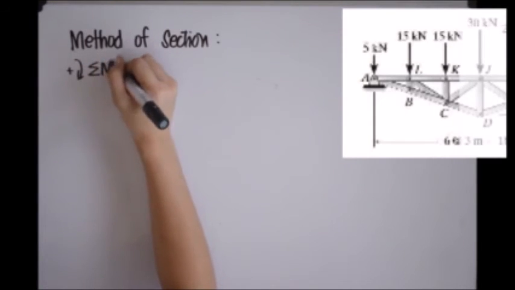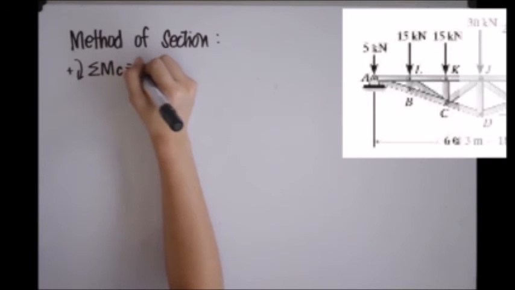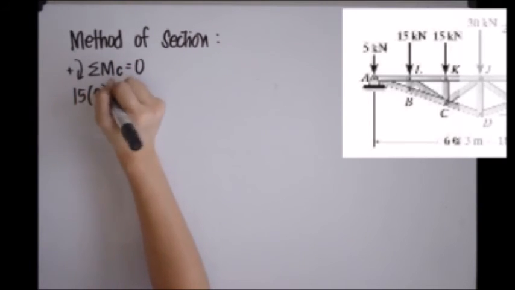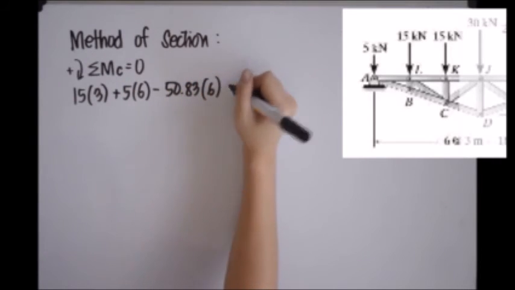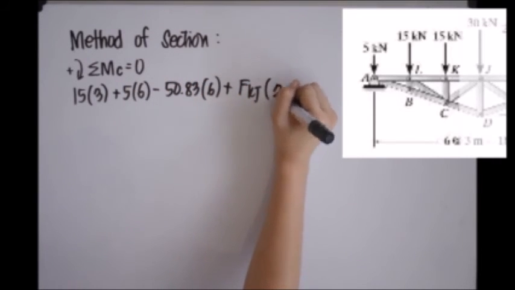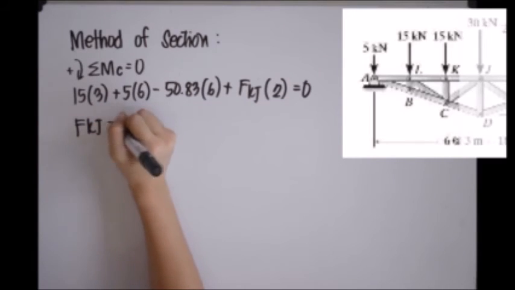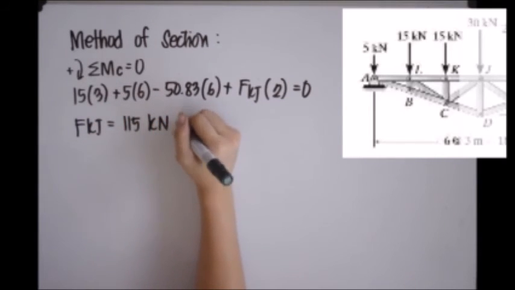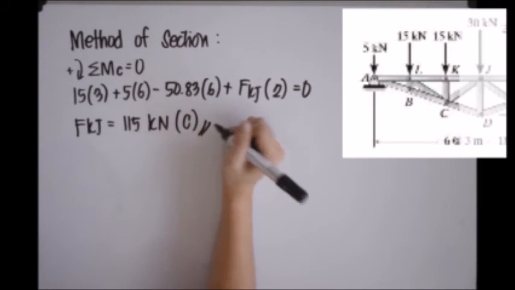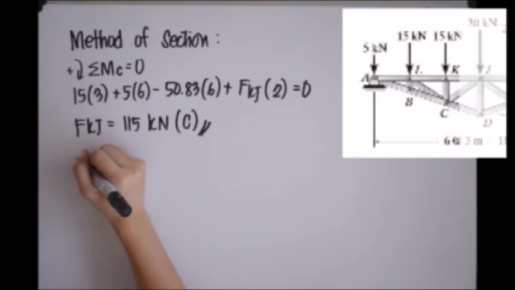Para makuha ang KJ, moment tayo sa C. So, summation moment at C is equal to 15 times 3 plus 5 times 6 minus 50.83 times 6 plus F of KJ times 2 is equal to 0. So, ang F of KJ natin is equal to 115 kilonewtons, which is in compression.